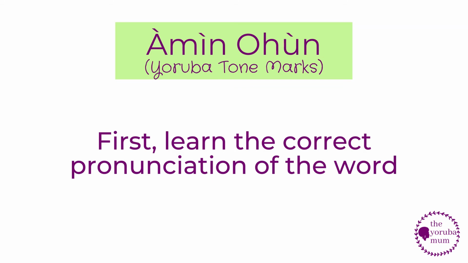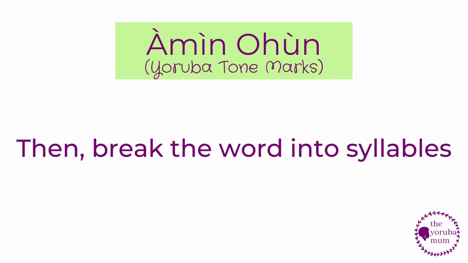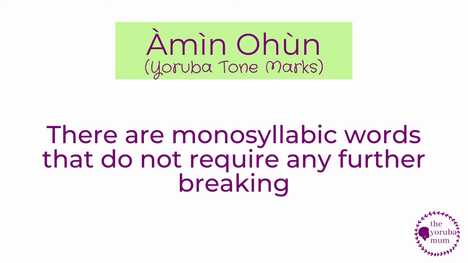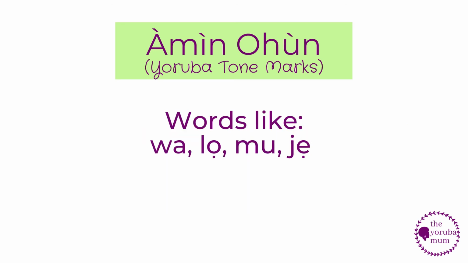To correctly know the right tone to put on a word, you need to learn the correct pronunciation of the word. Then, secondly, break the word into syllables. So we have some monosyllabic words like wa, lo, mu, je. They just have one syllable and that's all. There's no further breaking that you need to do. But for words that have more than one syllable, you need to break the words into syllables.